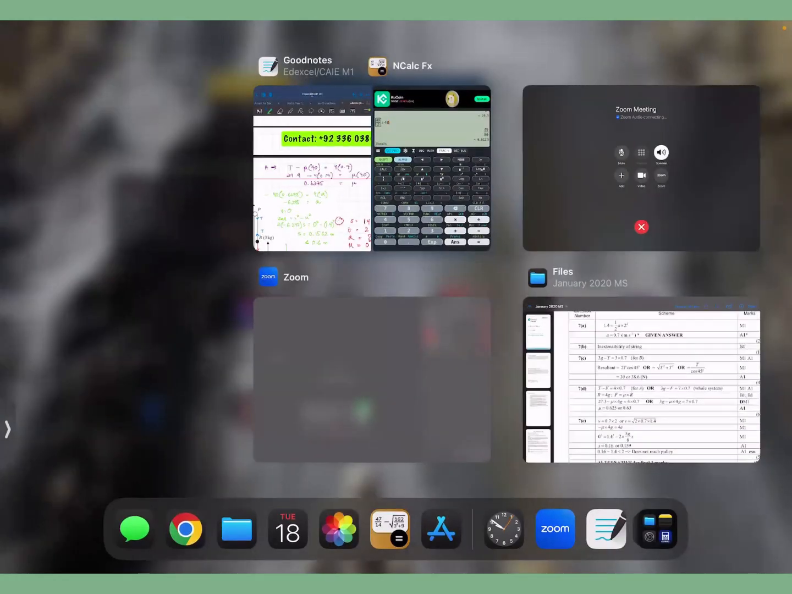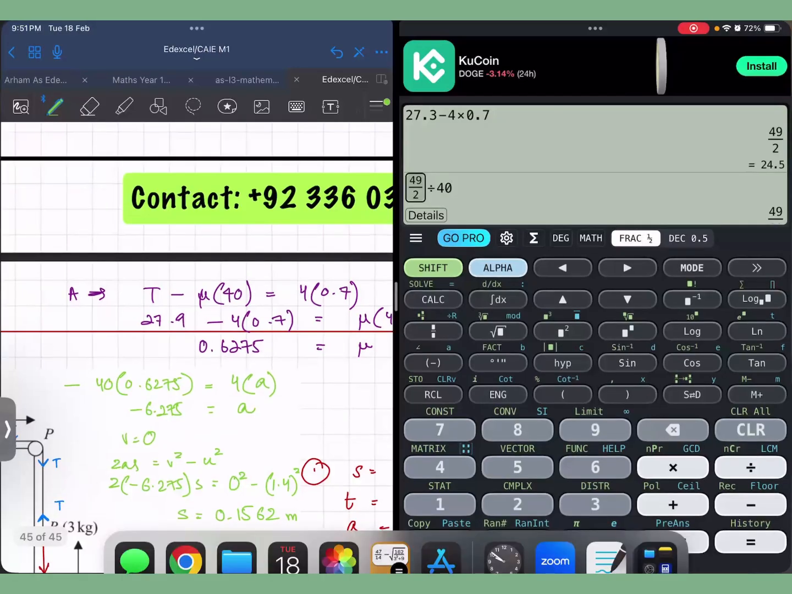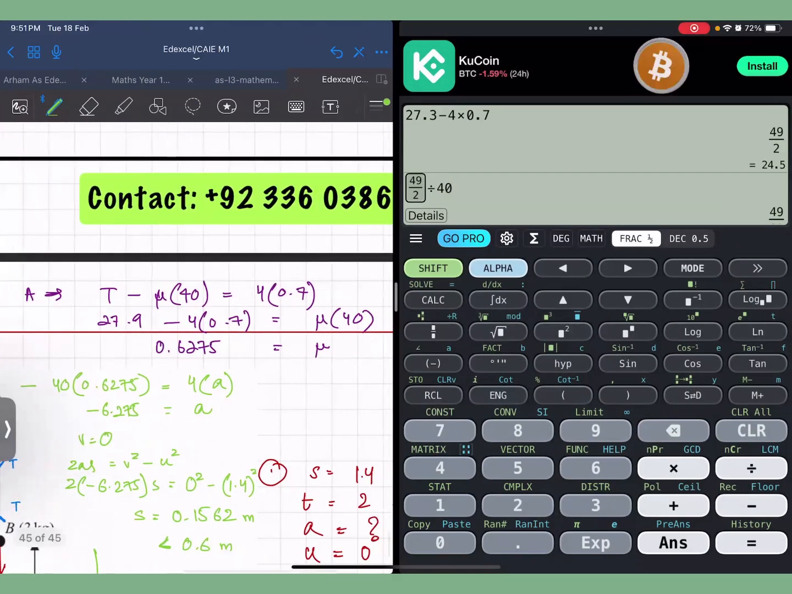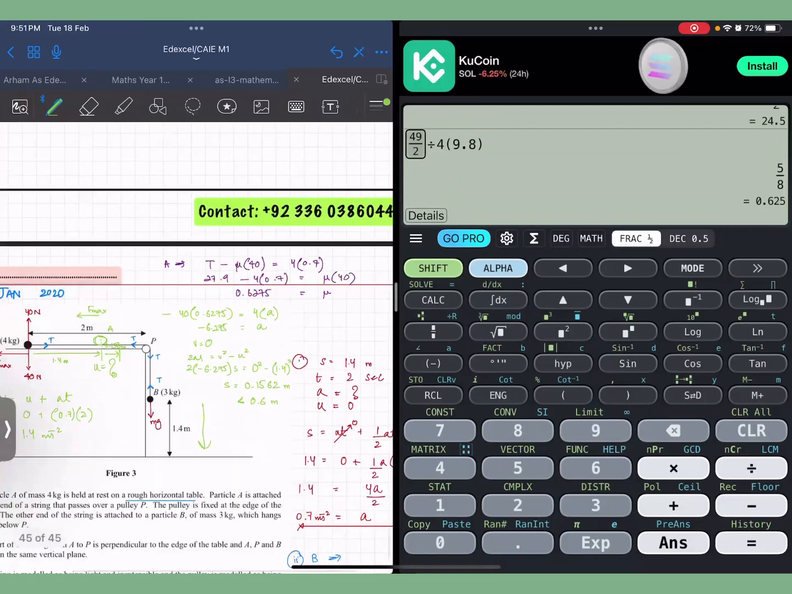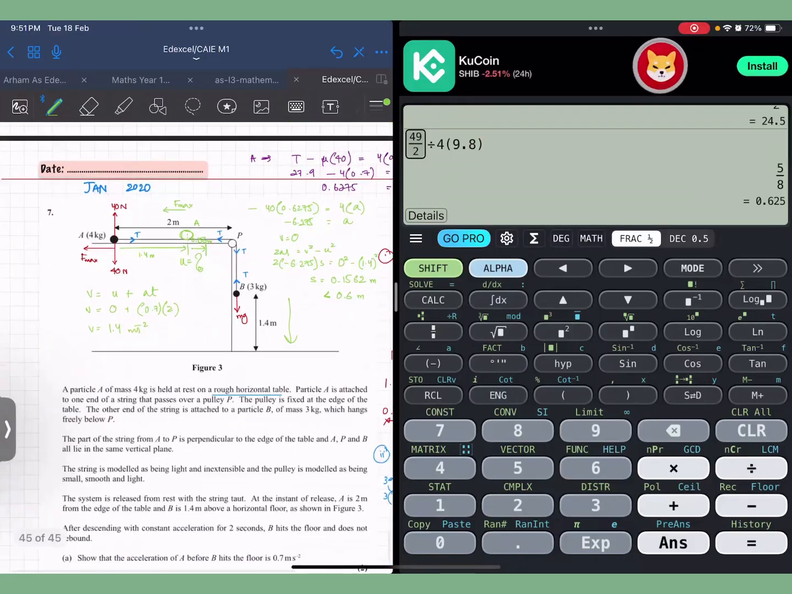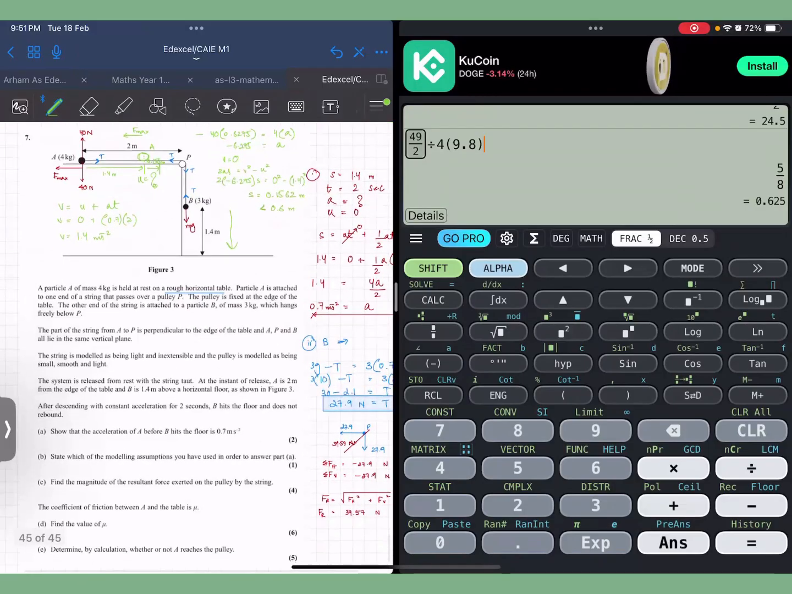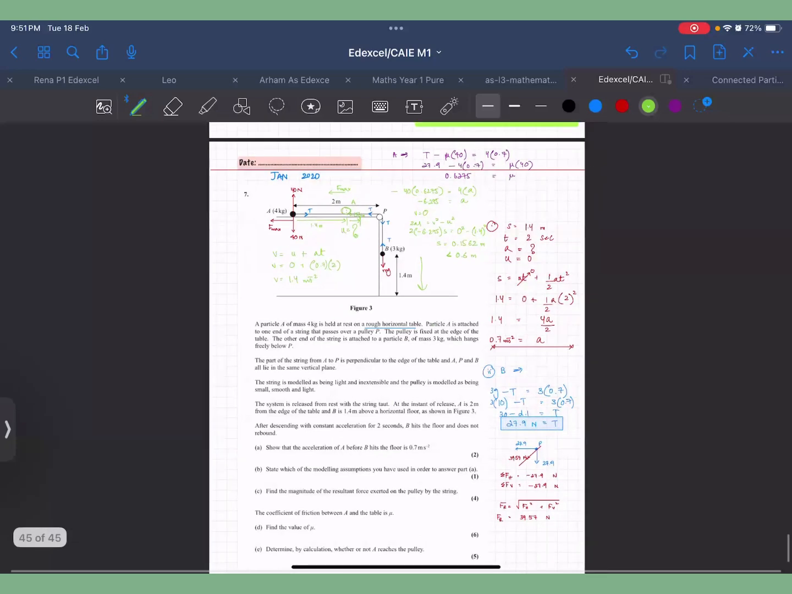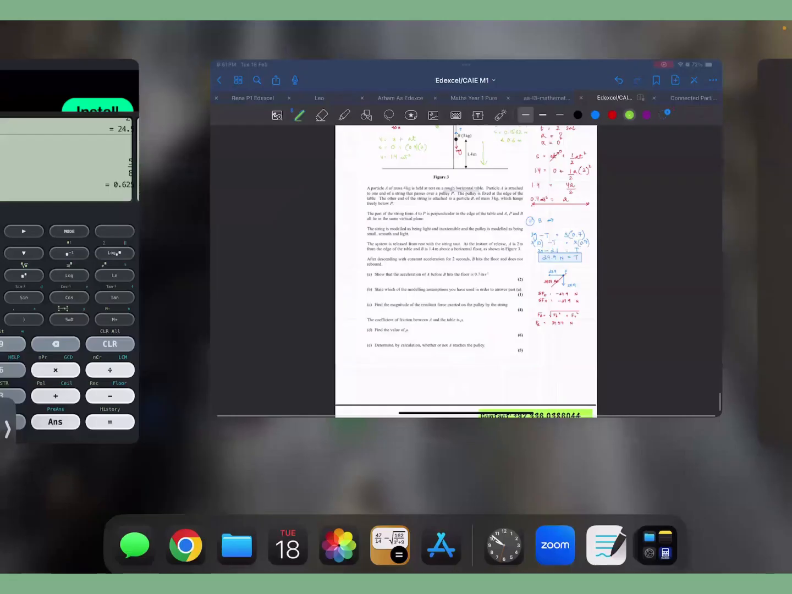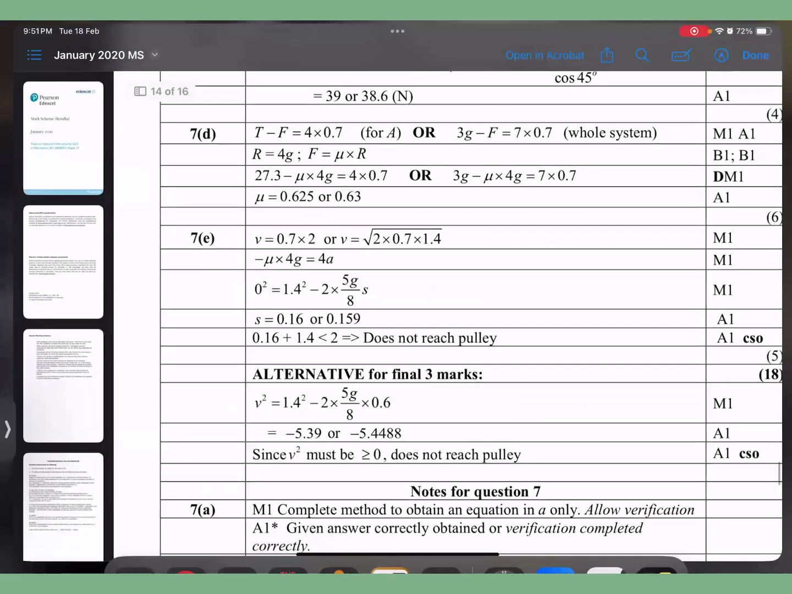27.3 minus 4 times 0.7, divided by 4 times g, 4 times 9.8, gives 0.625. So we've done the right thing, okay? The only difference is that they have used the value of g as 10. So this was 6 marks. I don't know why. And then it does not reach the pulley. Okay, that's it. You've done it right. All good.